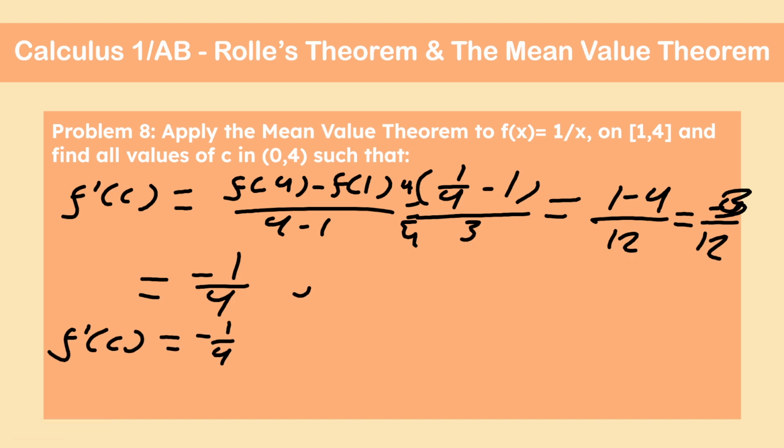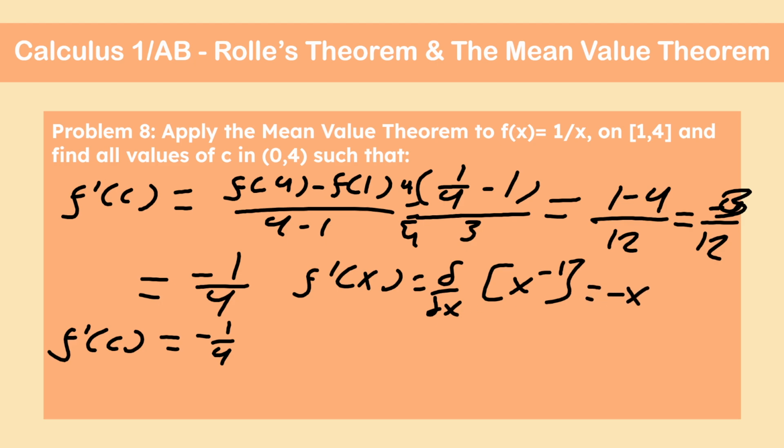But first we need to take the derivative of the function. So we're going to find d/dx of x to the power negative 1. Using the power rule, we get negative x to the power of negative 2, or just negative 1 over x squared.